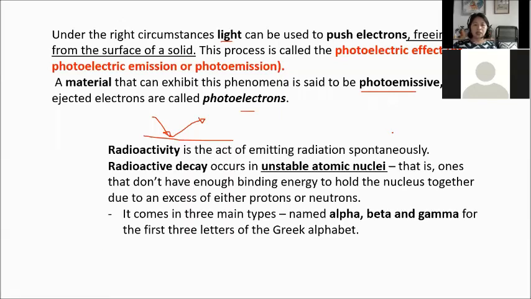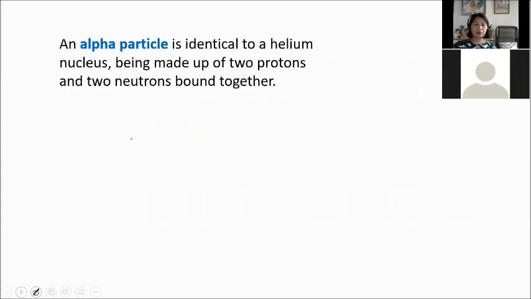Radioactivity is defined as the act of emitting radiation spontaneously. Radioactive decay occurs in unstable atomic nuclei, that is, ones that don't have enough binding energy to hold the nucleus together due to an excess of either protons or neutrons. It comes in three main types: alpha, beta, and gamma. So what is an alpha particle? This is identical to a helium nucleus, being made up of 2 protons and 2 neutrons bound together.